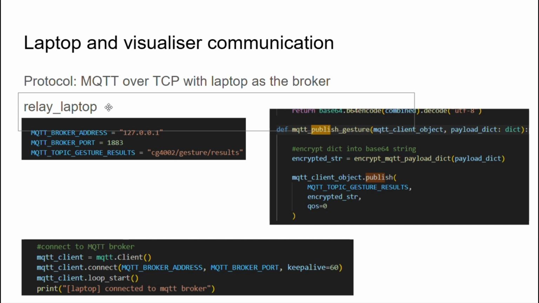Comms between the laptop and the visualizer is done with MQTT over TCP, with the laptop acting as the broker. So the broker address is set to localhost, and gesture results are published to this topic.